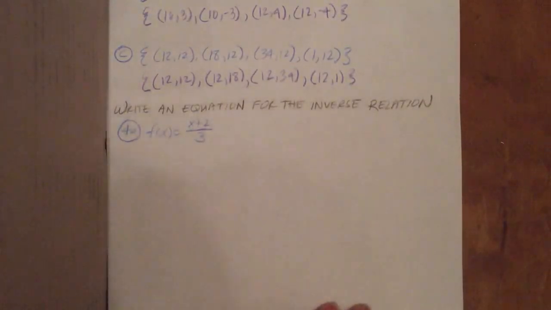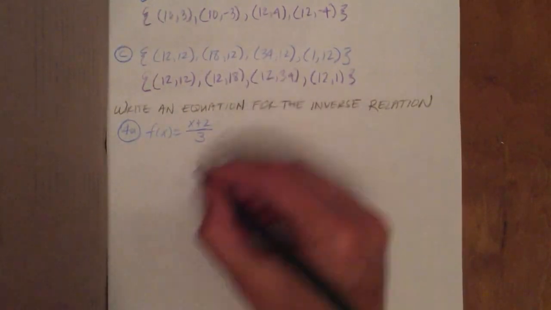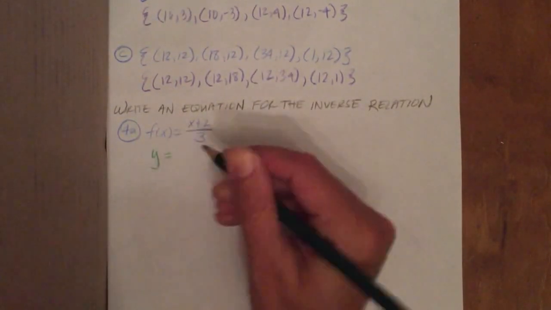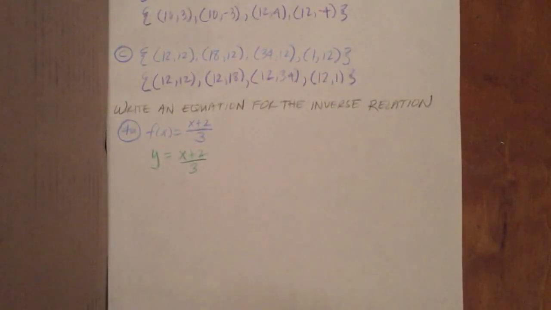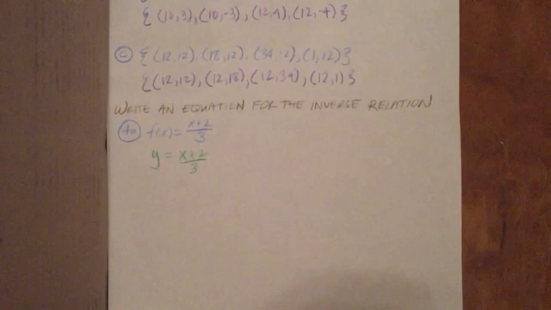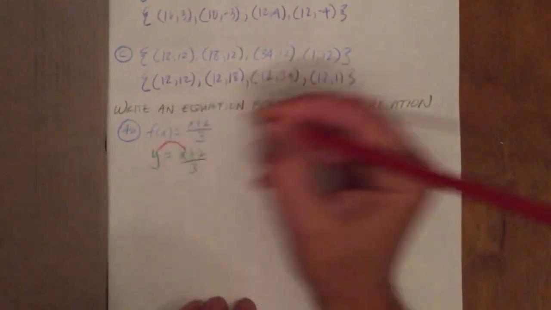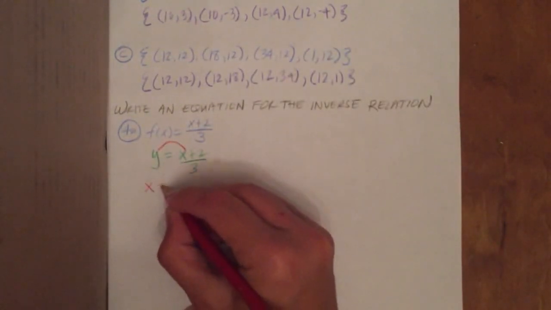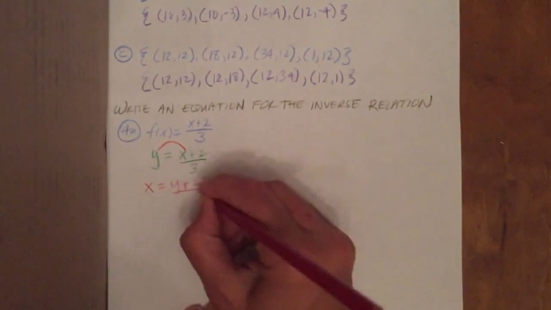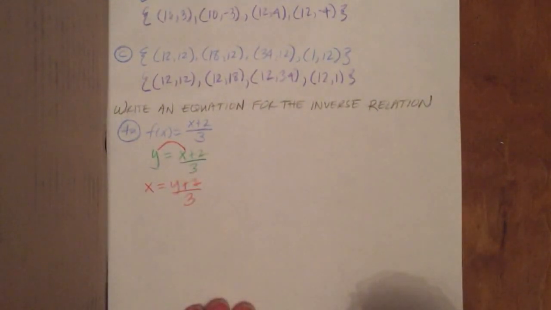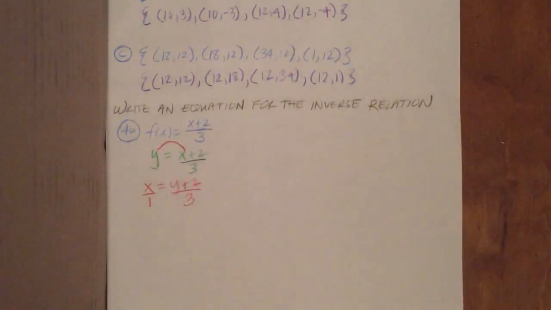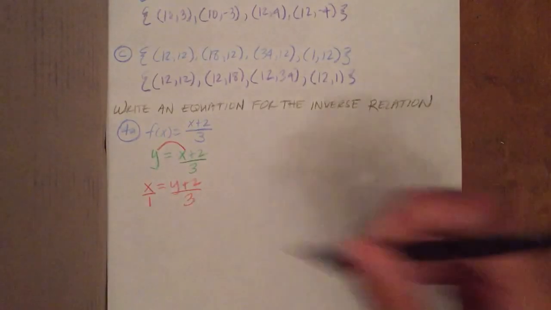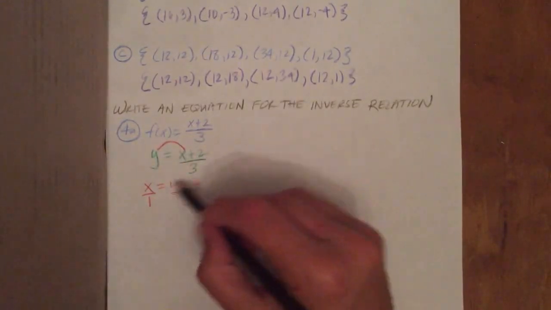So the first thing we're going to do is write this as y equals. So that becomes y equals x plus 2 over 3. Now, how do I proceed from here? Well, the first thing you want to do with your domain and range, remember, is to switch them. So I'm going to make this x equals y plus 2 divided by 3. And then I'm going to put x over 1, because now I'm going to cross multiply. I'm going to set up a ratio and make this a proportion.